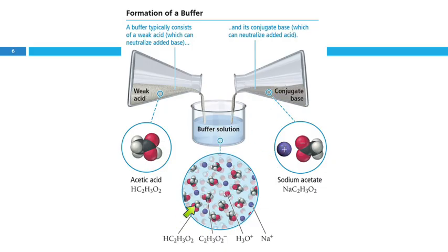And now we have sort of equal amounts of acetic acid and acetate ion. And we've got some hydronium ions, and there's sodium ions floating around too. But now if I add acid, the acetate ion can neutralize that. If I add a base, the acetic acid can neutralize it, because we have plenty of both. Any questions yet?